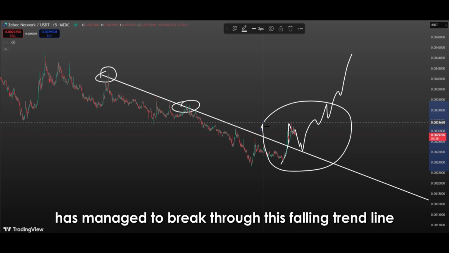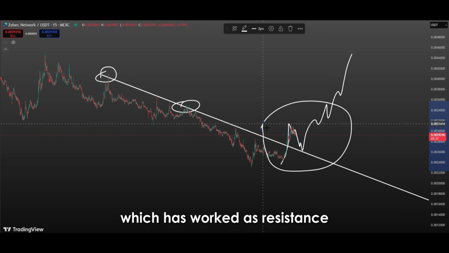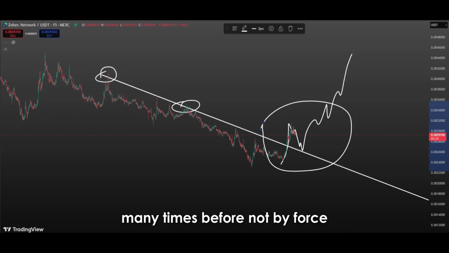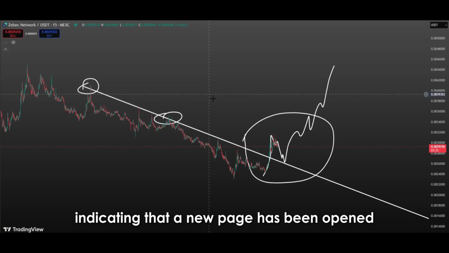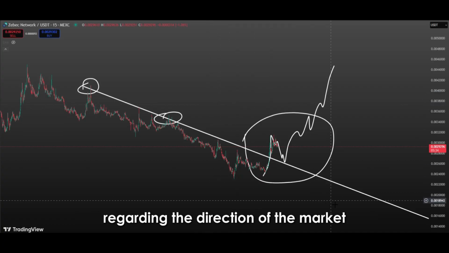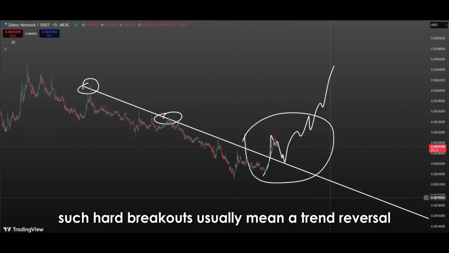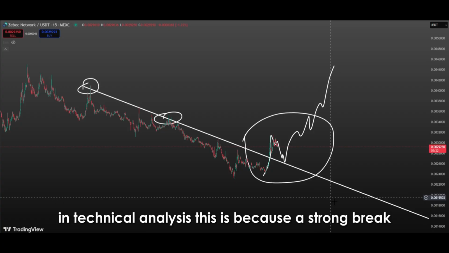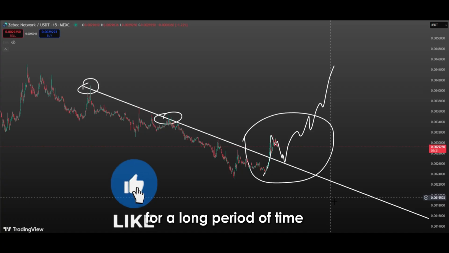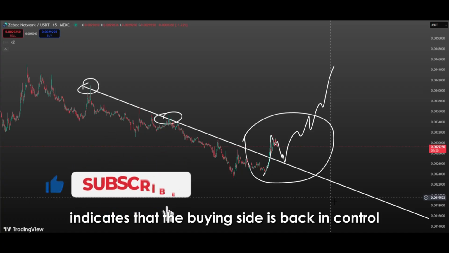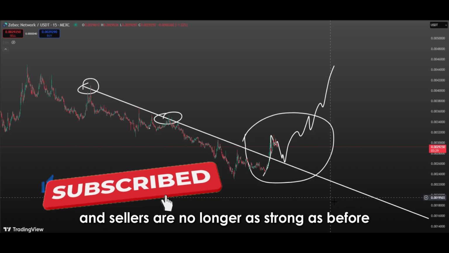The price has managed to break through this falling trend line, which has worked as resistance many times before, not by force, but in a very decisive and voluminous way, indicating that a new page has been opened regarding the direction of the market. Such hard breakouts usually mean a trend reversal in technical analysis. This is because a strong break above a resistance line held for a long period of time indicates that the buying side is back in control and sellers are no longer as strong as before.